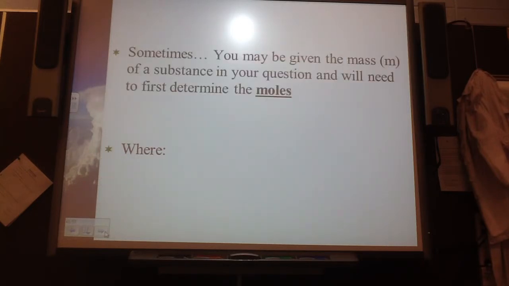Okay. Sometimes you may be given the mass of a substance in your question, and you need to first determine your moles. Now, from Science 10, you'll be using your molar mass. So this is a formula you should be familiar with, where your molar mass is equal to your mass divided by your moles, where big M is molar mass in grams per mole.